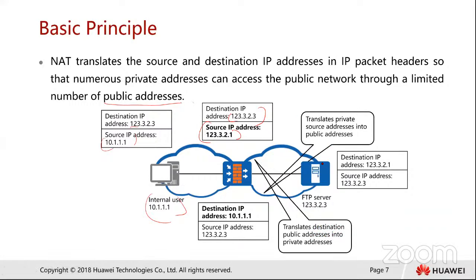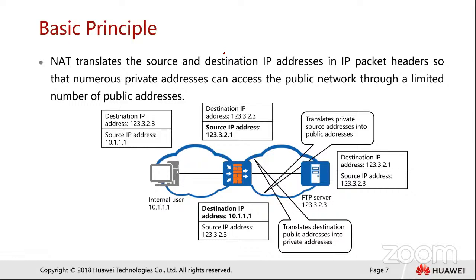And now you're able to access the FTP server, and then the FTP server goes ahead to send the packet back, and it is translated again. The destination IP address and source IP address are translated and also decoded back to the original IP address. So that is what happens when you're translating. So NAT translates the IP address in packet headers to other IP addresses so that the users on the internal network can access external networks.